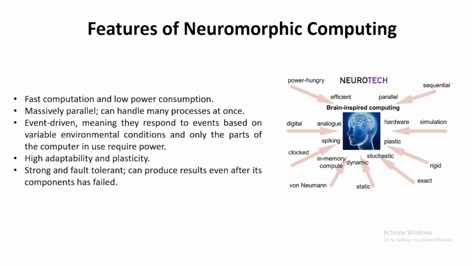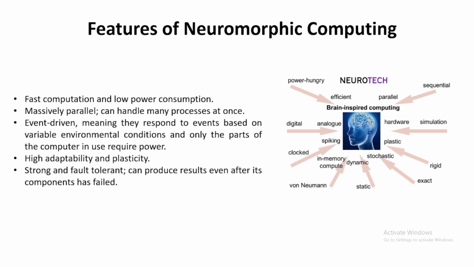Now, neuromorphic computing is event driven. What does that mean? This means that they can respond to various events based on environmental conditions. This is similar to the human brain. The human brain reacts to environmental conditions around us. Similarly, neuromorphic computing does so, by using only those parts of the computer which are needed at the time. As a result, low power is consumed, and only the parts which are needed based on the environmental conditions are worked.